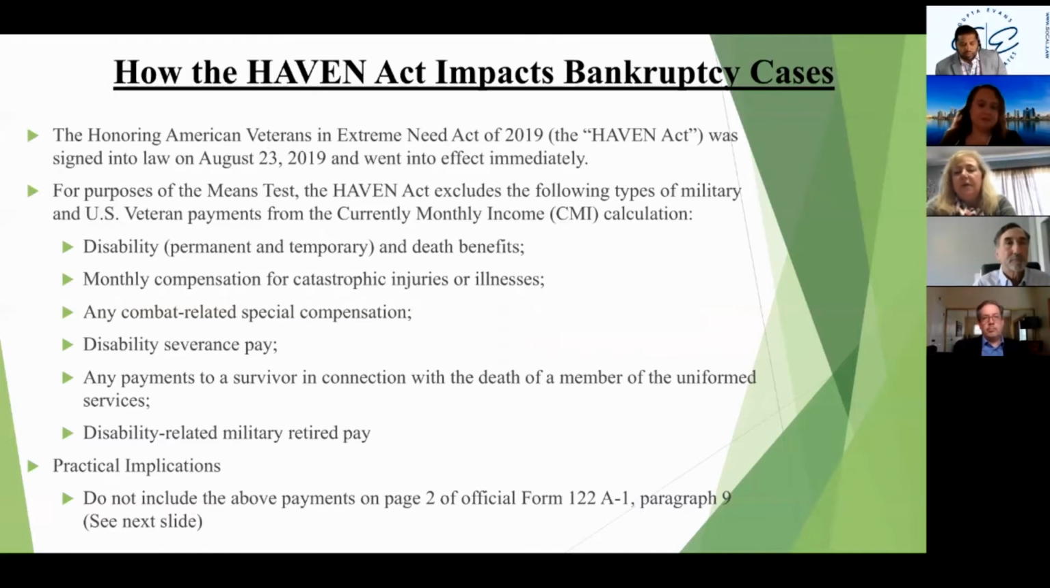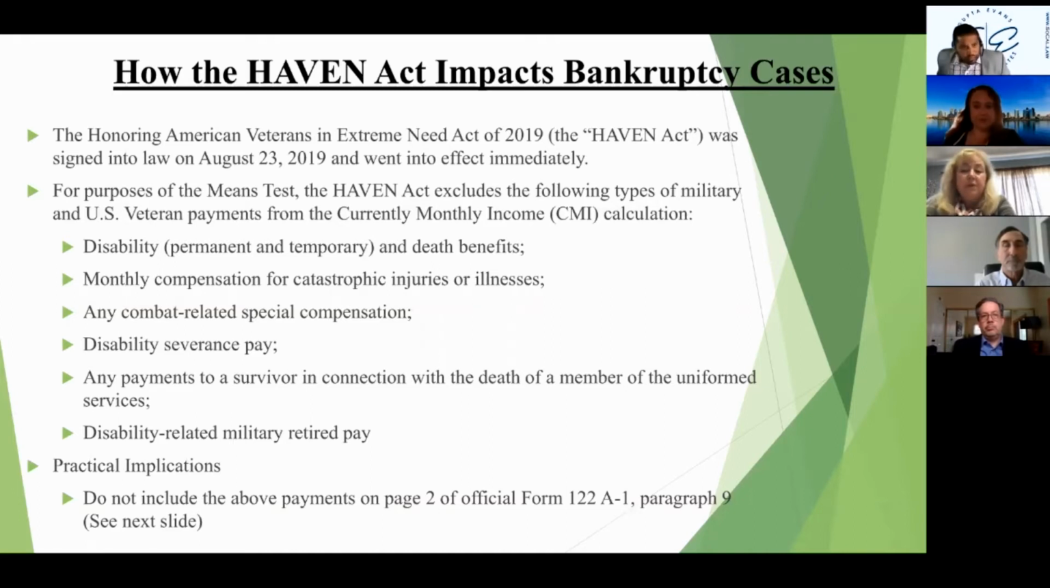It stands for Honoring American Veterans in Extreme Need Act of 2019. And what it does is it excludes certain military income that's related to a disability of some sort from the means test and from the current monthly income calculation. So the effect of it is to give it the same protection as Social Security benefits. So I think this information is extremely important for debtors counsel out there who are both calculating income perhaps in a Chapter 13 for what the commitment has to be, whether it's 3 or 5 years, or also whether a particular client is going to qualify for a Chapter 7 filing.